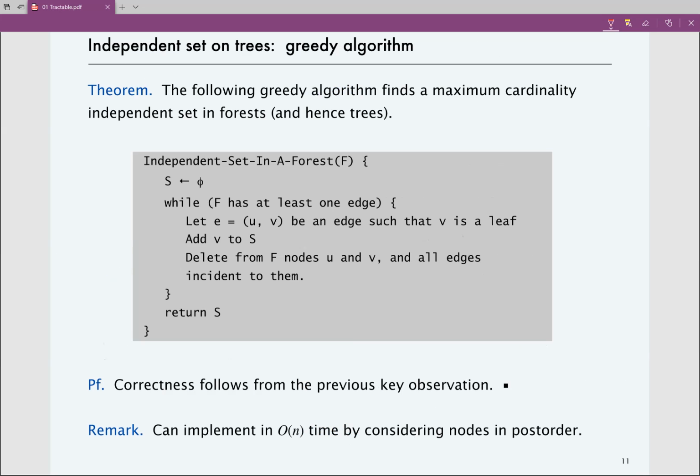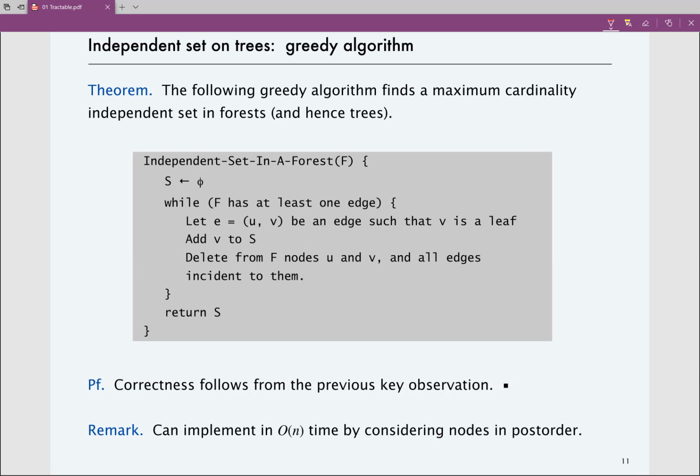The way this is going to work is, we're going to build up this independent set S. Initially, there's nothing in S. What we're going to do is basically try to add leaves into this S. We are going to look for an edge uv, where v is a leaf. Since we know that the maximum size independent set is always going to contain this leaf, we can just go ahead and add v into S.